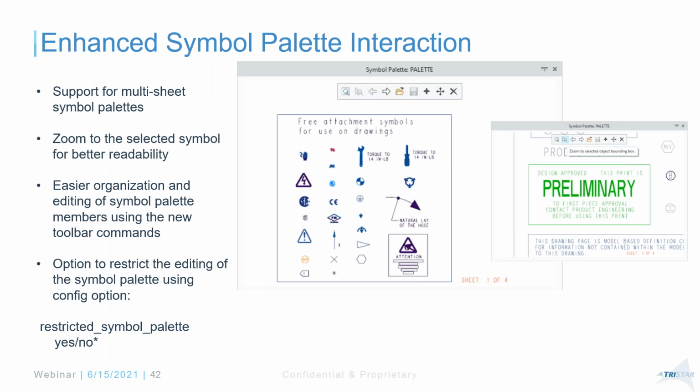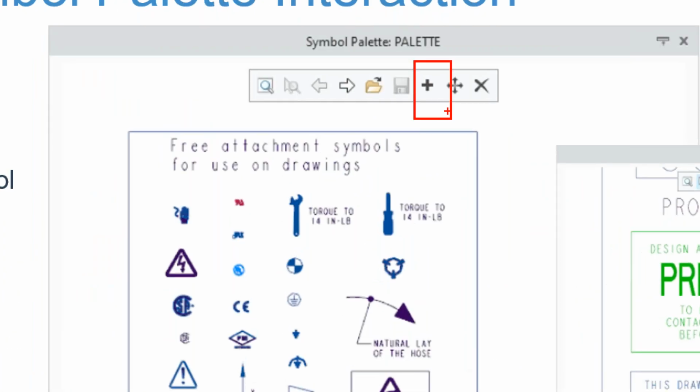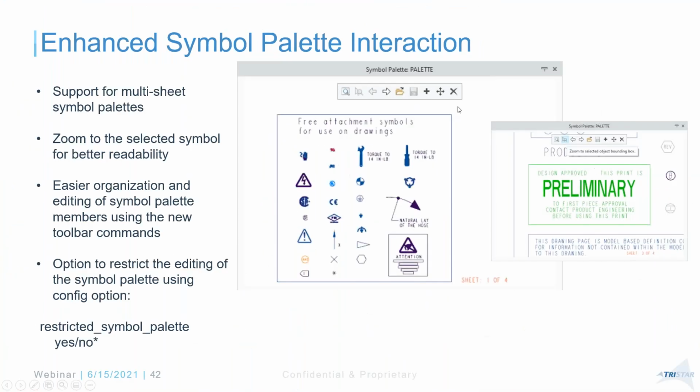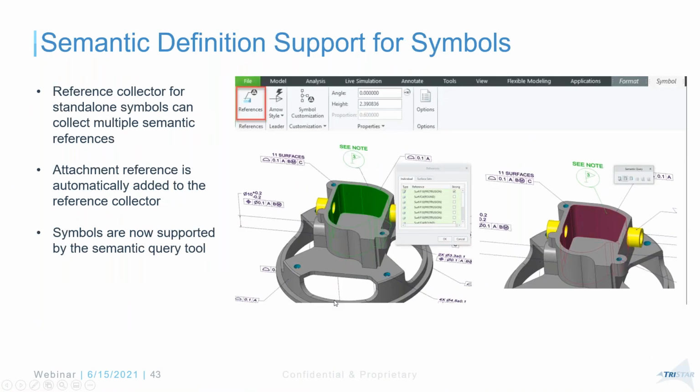Same thing with symbol palette, right? It's a lot easier to place items in your symbol palette now compared to before, right? I could simply use add. Maybe I like a custom symbol I created, I can add it to the palette, if, of course, your admin allows you to do that. Again, you have config options that would restrict somebody from editing the symbol palette or the DRW file for the symbol palette, right?